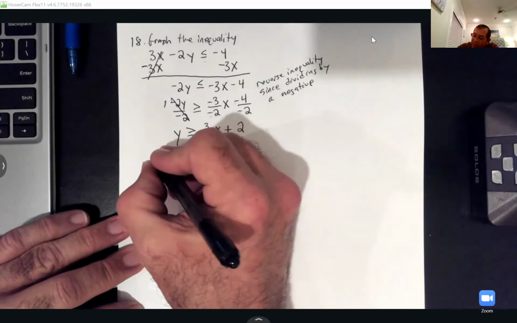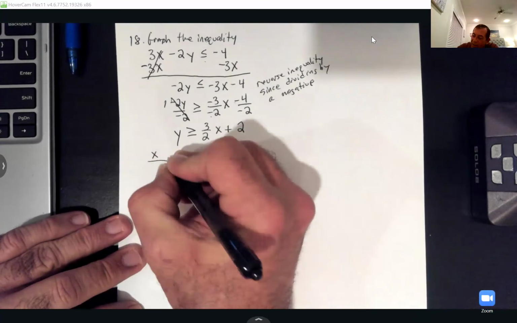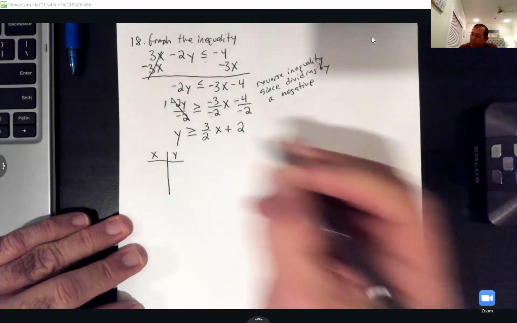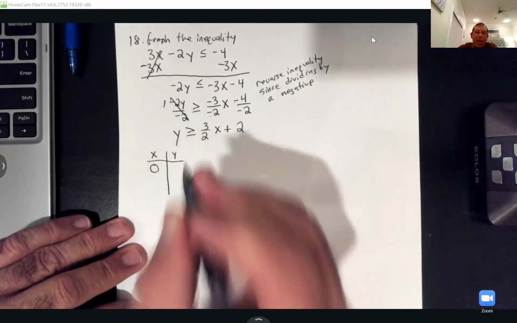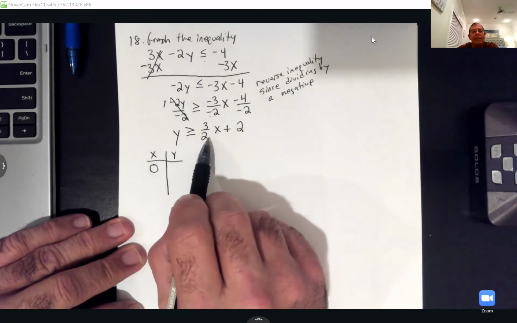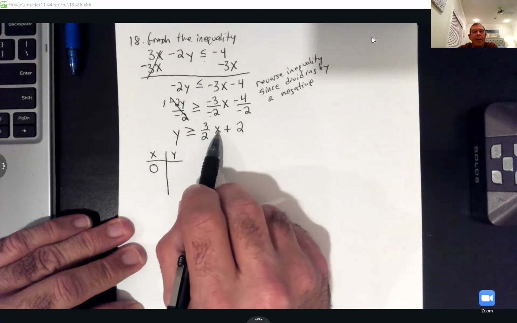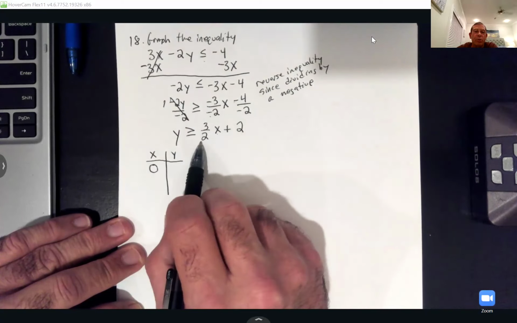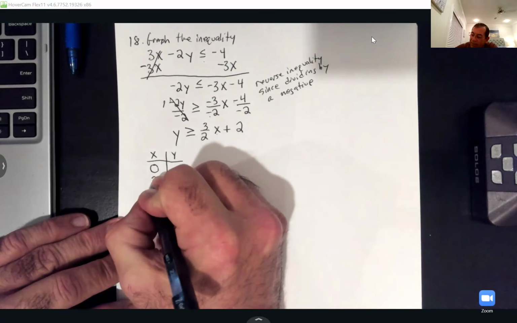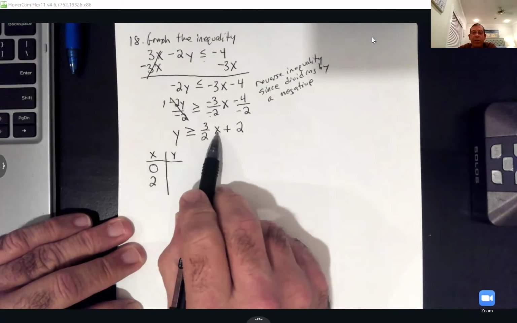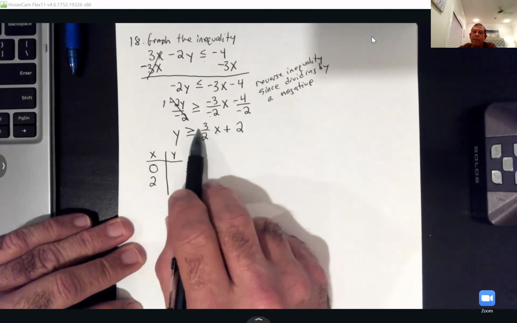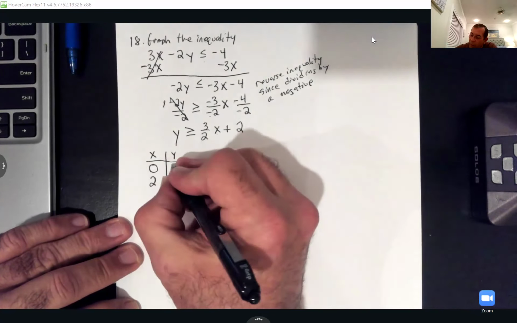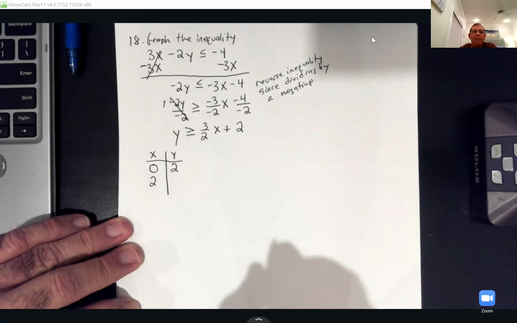So by hand, I would find me 2 x values. On this one, I'm going to use 0. I always use 0. And since this has a fraction in front of the x, I'm going to use a 2 so that I can cancel that out. All right, you also put a 0 in. 0 times 3/2 is 0. 0 plus 2 gives me 2.